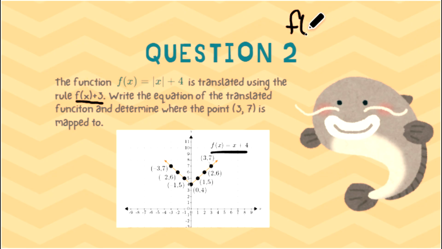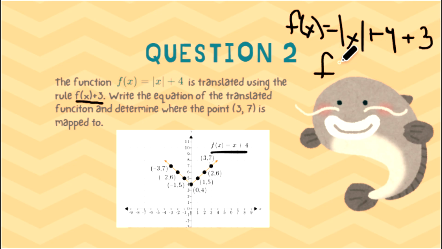So how you do this is you take your original formula, f of x equals the absolute value of x plus 4, and then we're going to add on this rule and add another 3. So that our new formula is going to be f of x is equal to the absolute value of x plus 7. Okay? And determine where the point (3, 7) is.